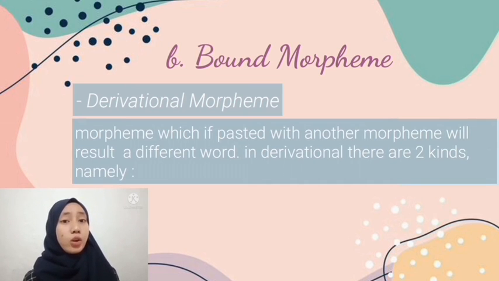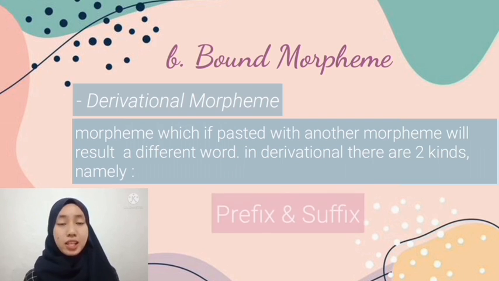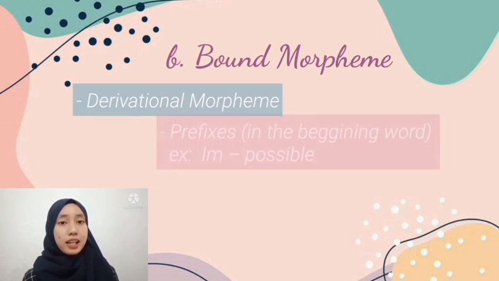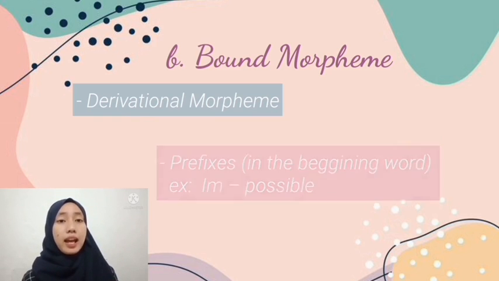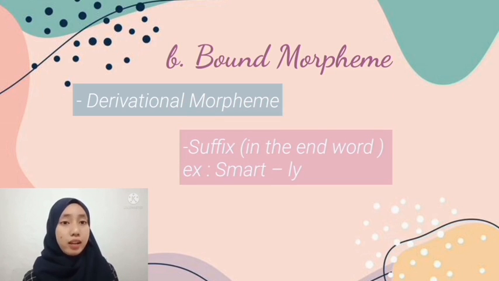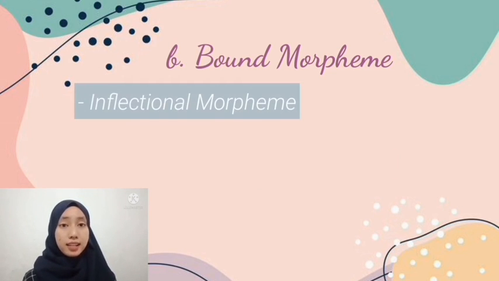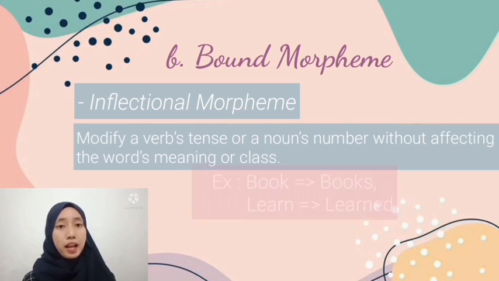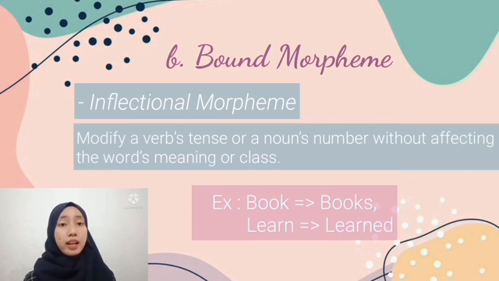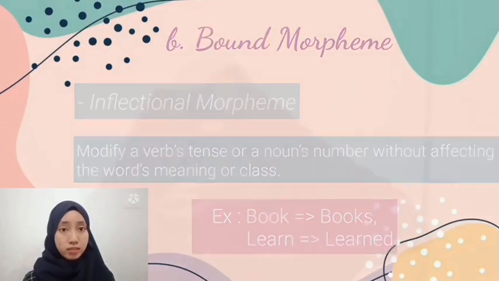In derivational morphemes, there are two kinds, namely prefix and suffix. A prefix is at the beginning of a word, for example impossible, and a suffix is at the end of a word, for example smartly. The last is the inflectional morpheme. An inflectional morpheme modifies a verb's tense or a noun's number without affecting the word meaning or class. Examples are book, books, and learn, learned.